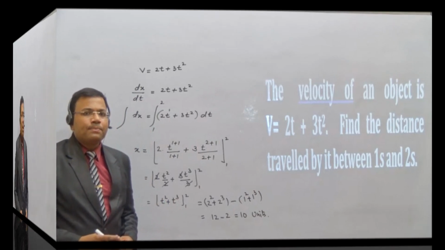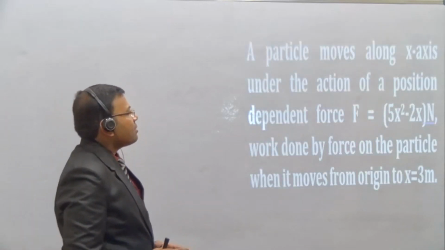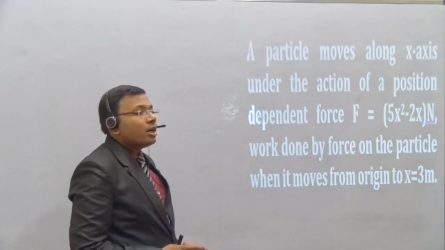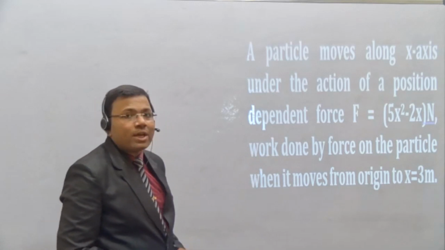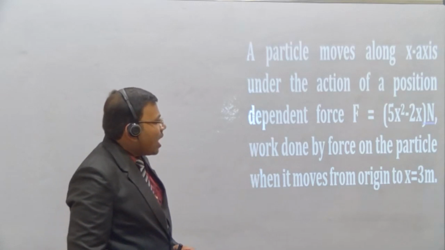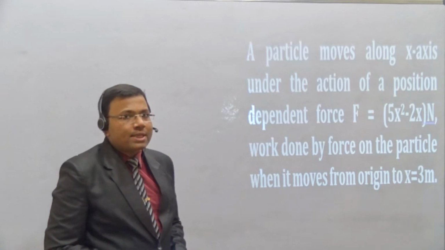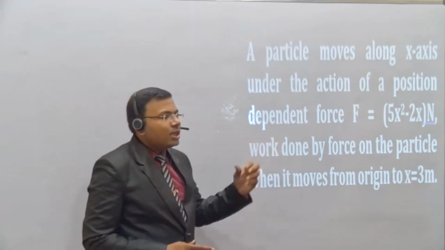Students, we move to the next problem, where we are using the concept of integration to determine a physical quantity. So let us see on the board the next problem here. You can see clearly the next problem is: a particle moves along the x-axis under the action of a position dependent force. That means it is a variable force. F is equals to 5x square minus 2x Newton. We have to find the work done on the particle when it moves from origin to x is equals to 3. So you can clearly say the force is measured in terms of Newton.